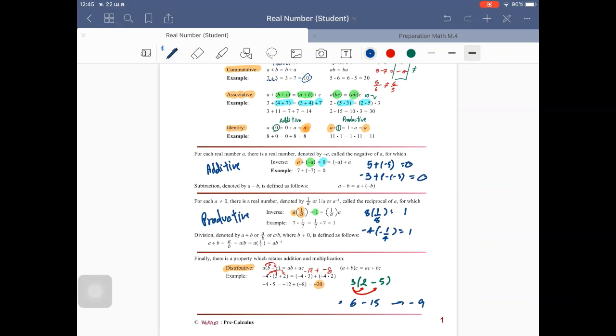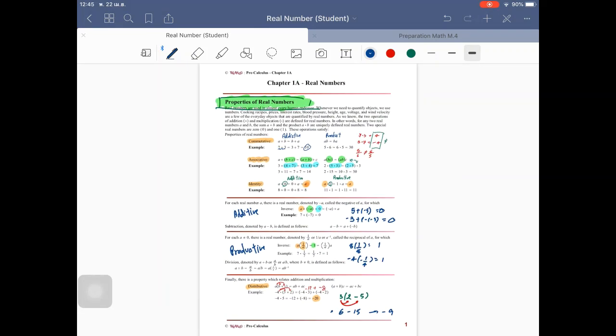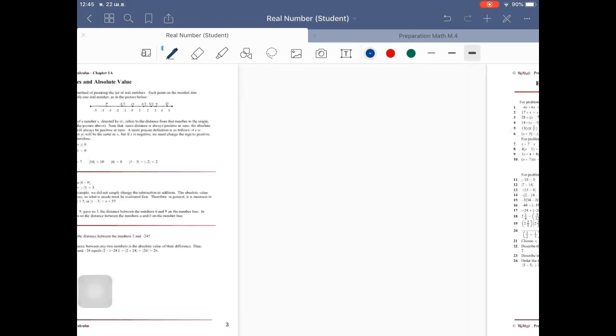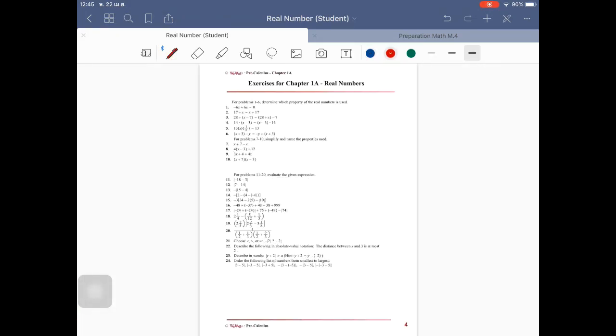Here, there are about 5 to 6 properties of real numbers, the basic ones, okay? Then you turn to page 4. Here, you can notice the page number at the bottom right of the page, okay?